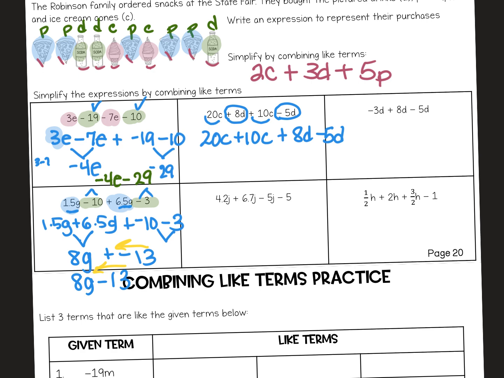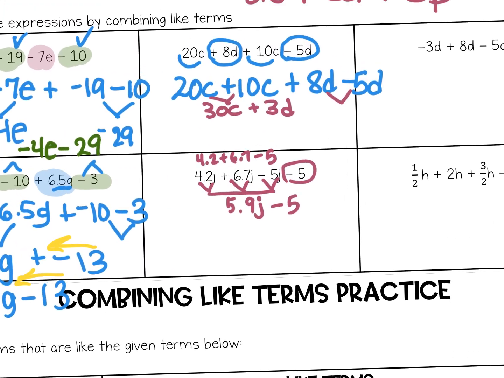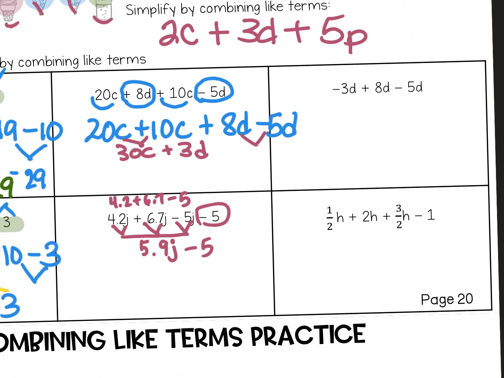I'll do a couple of them and then come back. I'll do this one and this one. That second one I did is a really good example because it's already in like term order. So I just showed here that you're just adding the coefficients 4.2 and 6.7 and then a -5. Hopefully you're using your calculator unlike I did, and I'm hoping that 5.9J is correct. I have to remember it identifies how many J's, so I have to put the J back with it. And then I just have a -5. Up here we combine 20C and 10C. 20 plus 10 is 30. 8 minus 5 is 3, so I have 30C and 3D.